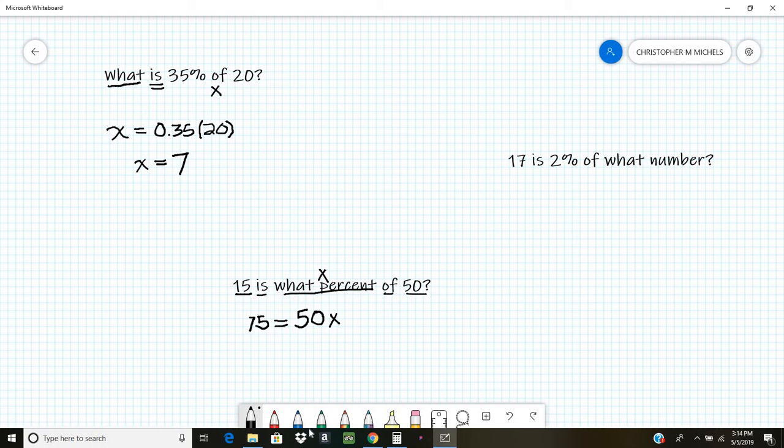Okay, so now we look at this one. Here's where I think if you don't have a solid algebra background, you can get in a little bit of trouble, or you can kind of forget things.